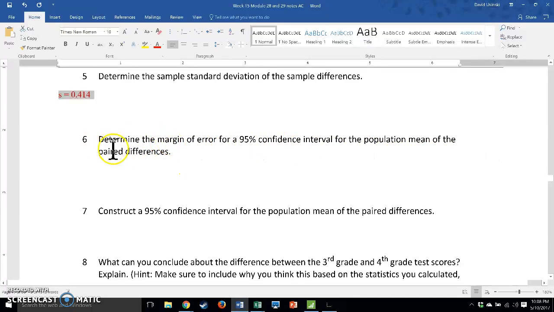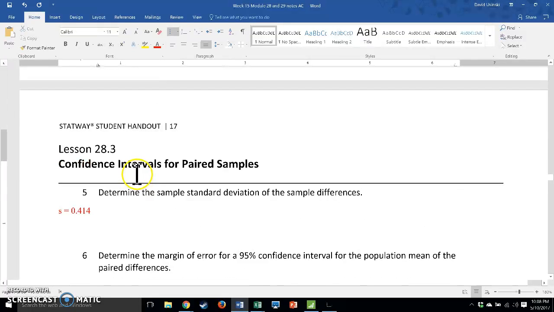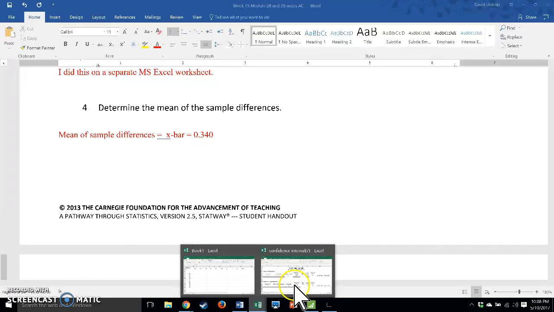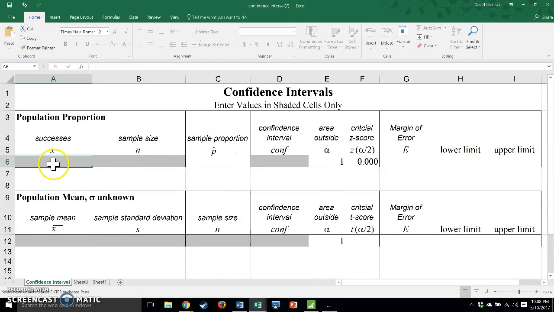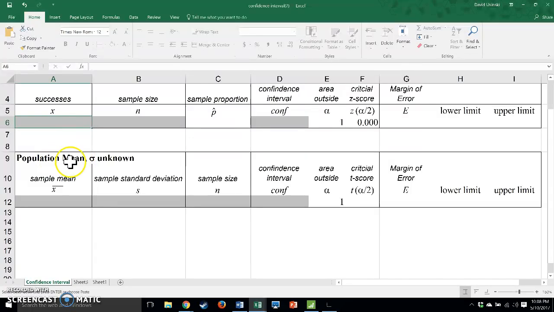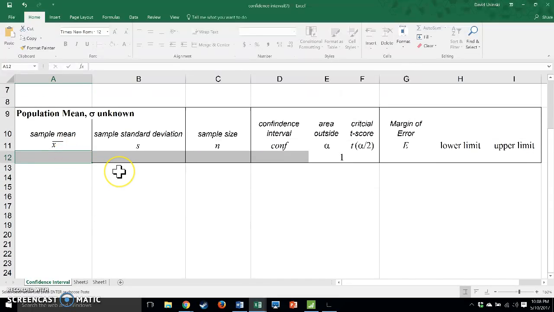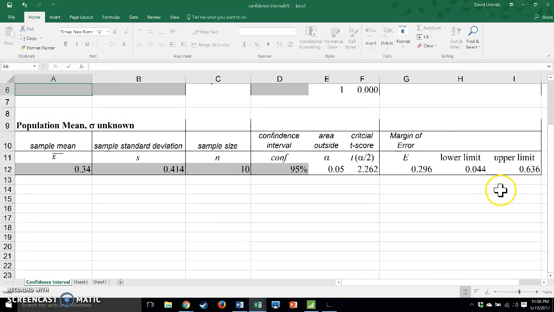So this is where we're actually going to use the template. So up here, let's go to the template. So here's the template, and I'm doing this for the population mean. The sample mean from my paper was 0.340. My sample standard deviation was 0.414. The sample size was 10 students. And the confidence interval that I wish to do is 95%. So here is my margin of error. Here is my lower limit, and here is my upper limit.